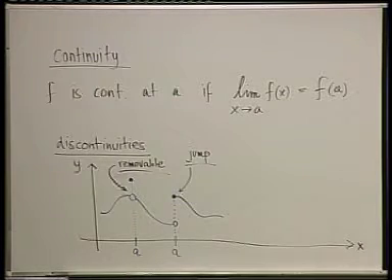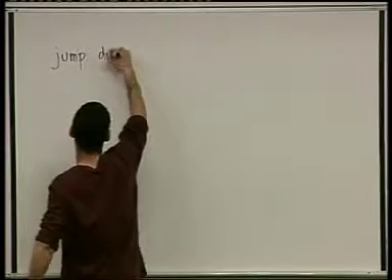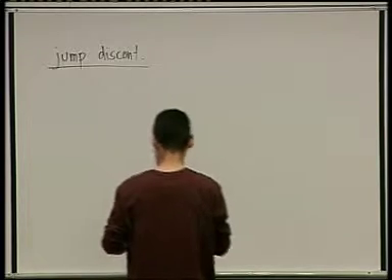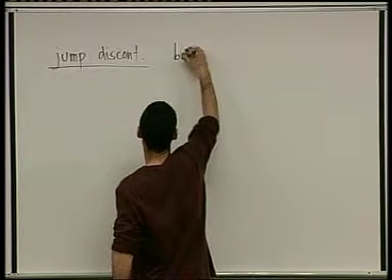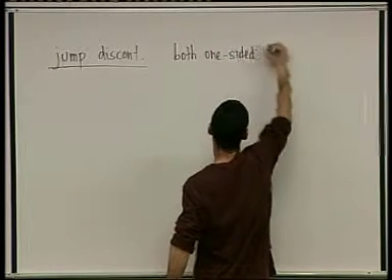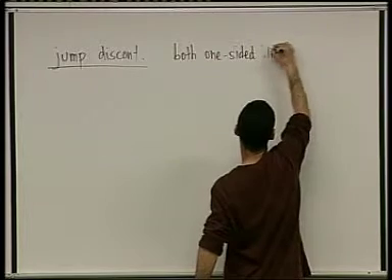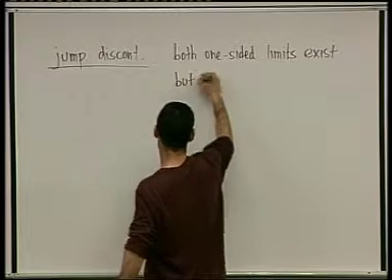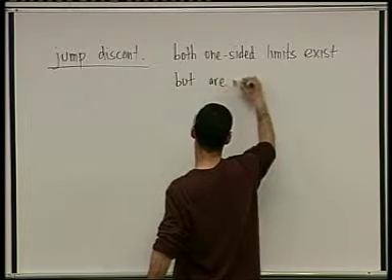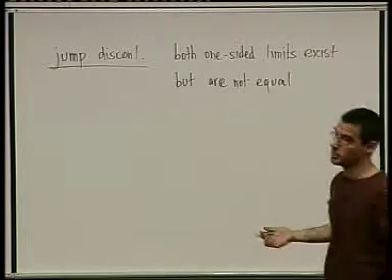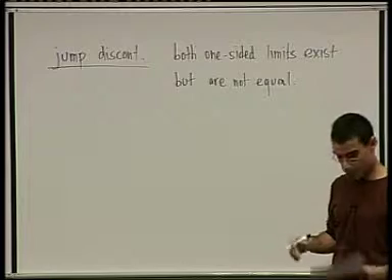Okay, so let's write that. Jump discontinuity. So this is the second kind of discontinuity. Both one-sided limits exist, but are not equal. Hence, the limit doesn't exist, and in particular, it can't be continuous. Okay?